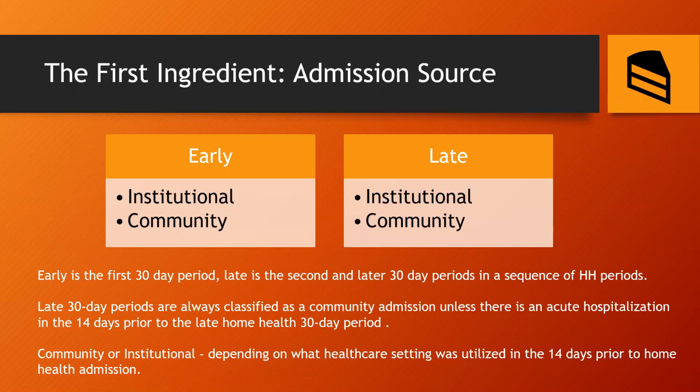When you think about that, that only makes sense. Whether or not a person is a community or an institutional admission is going to depend on what healthcare setting was utilized in the last 14 days prior to the home health admission.